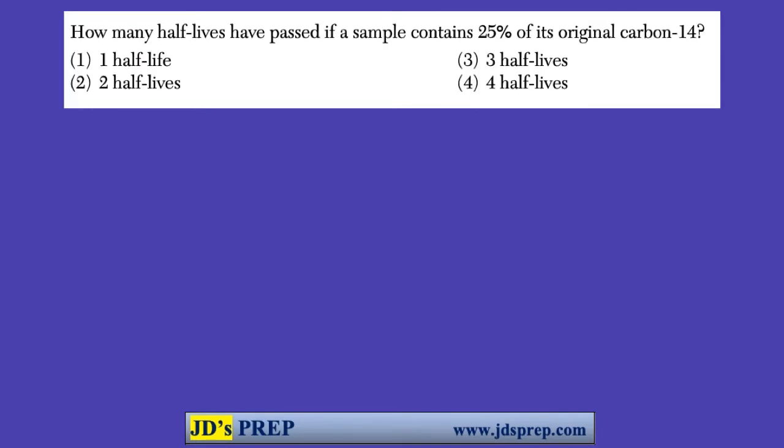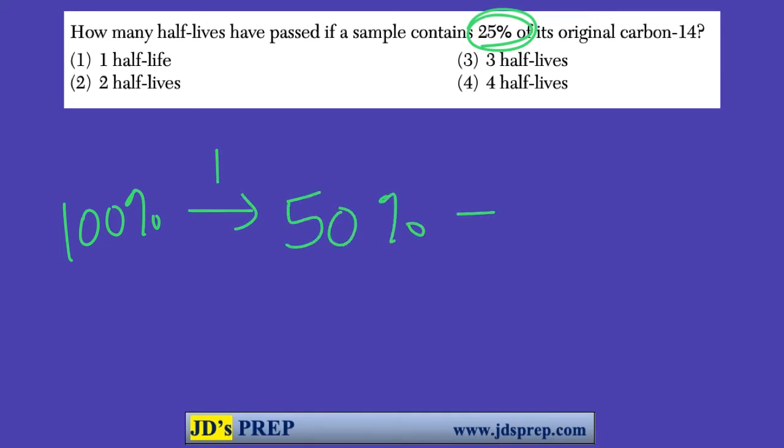So how many half-lives have passed if a sample contains 25% of its original carbon-14? So if we start with 100% carbon-14, after one half-life, we'd have half of it, which is 50%. And after the second half-life, we then have half of that, which is 25%. So our correct answer here is 2 half-lives.